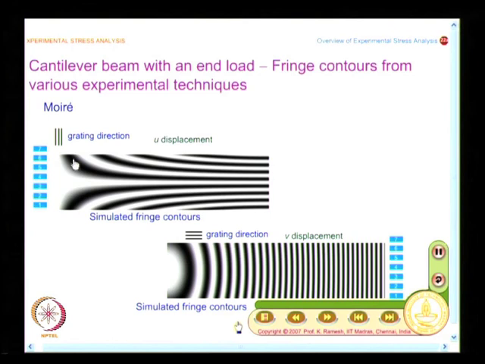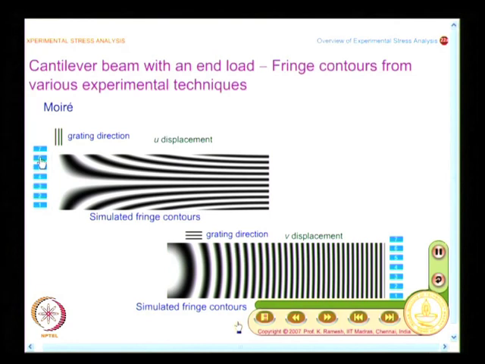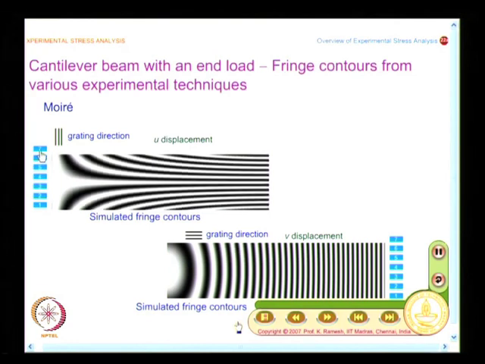Try to get only the skeleton, you do not have to draw the band, you get a geometric shape and a few fringes which will give you an idea how I get the fringes in the case of a cantilever beam subjected to an end load, and I can increase the load, more and more fringes get formed.